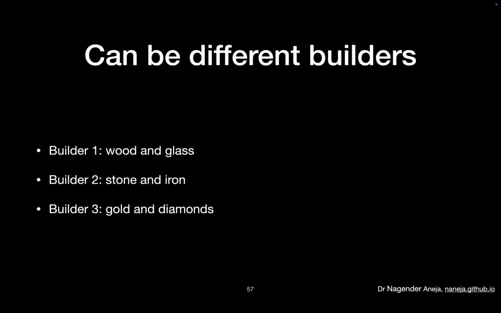So builder one now can be of wood and glass, so you want everything to be constructed with wood and glass. You want something with stone and iron. You want maybe gold and diamond. So you have builder one, builder two, builder three. You can have different builders, and when you build the home step by step, you can pick any builder, and accordingly all of the house can be created.